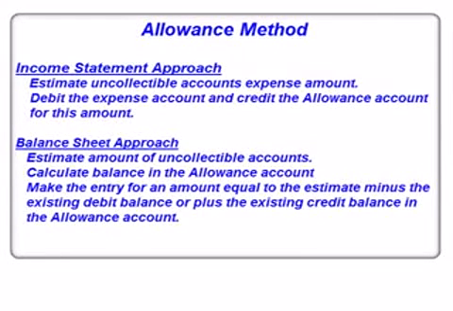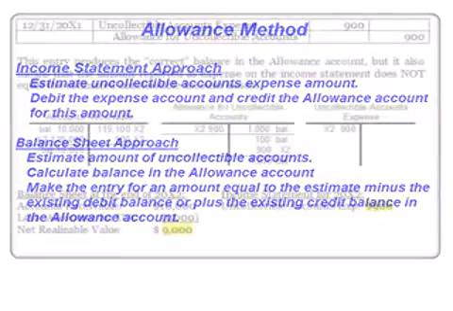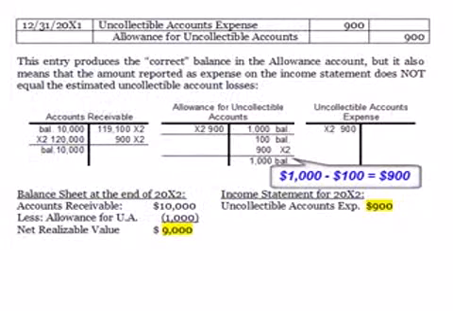The company will estimate the amount of uncollectible accounts and then look to see what the balance is in the allowance account. When there's a credit balance remaining, such as our $100 credit balance in our example, then the company will make the end of period entry for an amount that's equal to the estimate minus the existing credit balance. For us, that was $1,000 minus $100, which gave us the $900 amount to use in our entry.